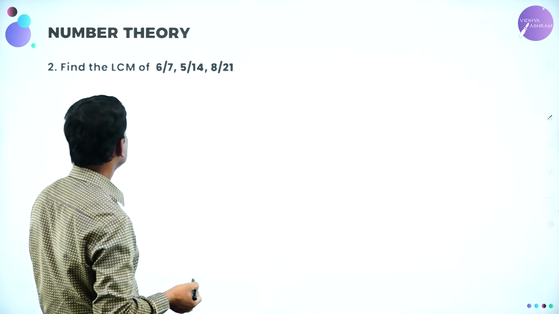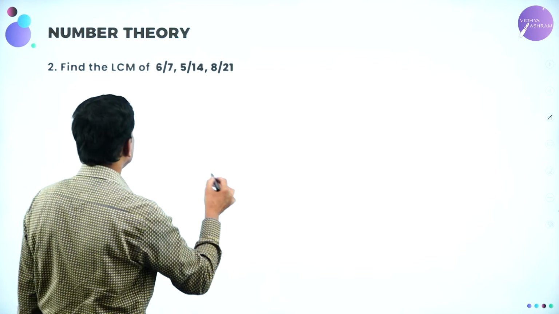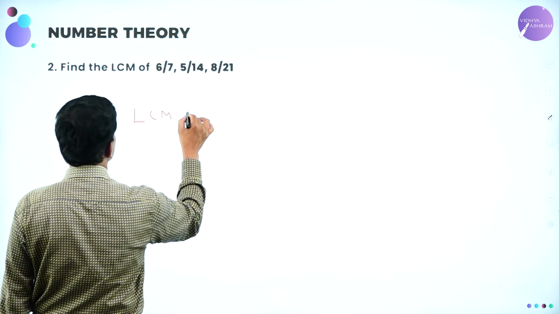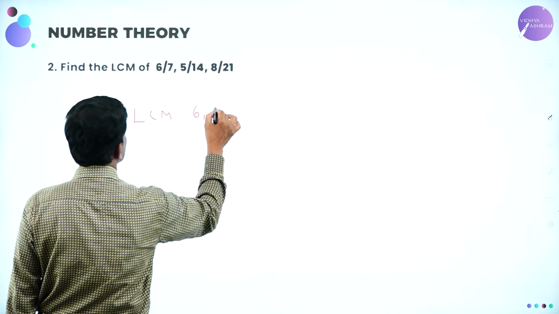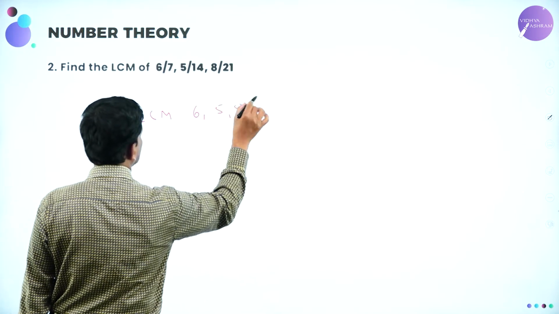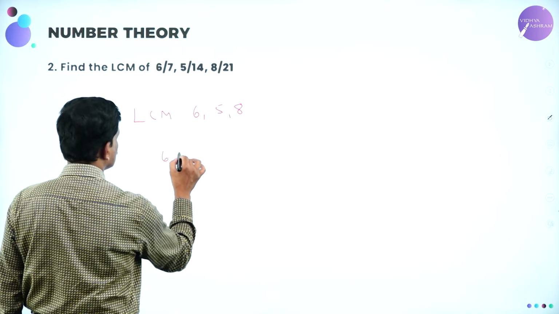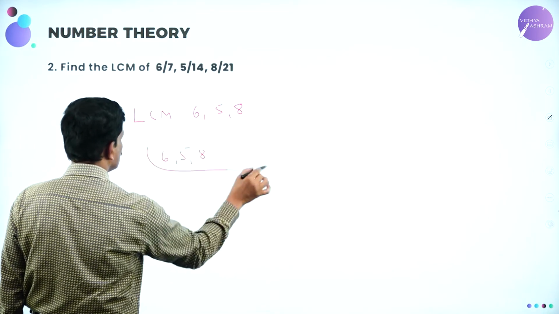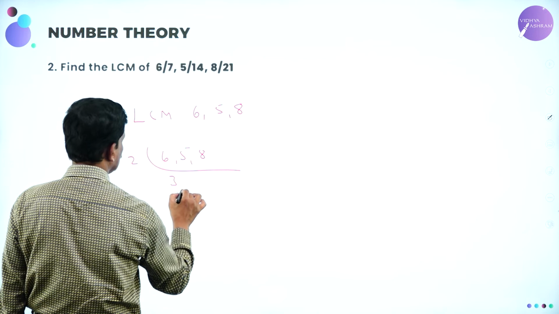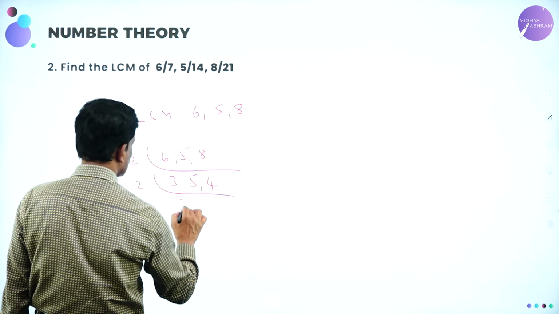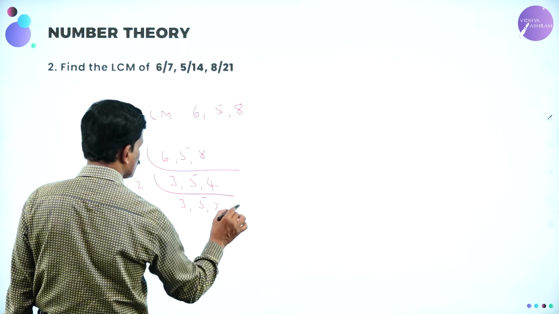Find the LCM of 6 by 7, 5 by 14 and 8 by 21. So first find out the LCM for the numerators: the LCM of 6, 5 and 8. Write down 6, 5 and 8. So let us start with 2. 2 3s are 6, 2 5s are 10 so 5 stays, 2 4s are 8. Again from 2, this is 3, 5 as it is, 2 2s are 4.